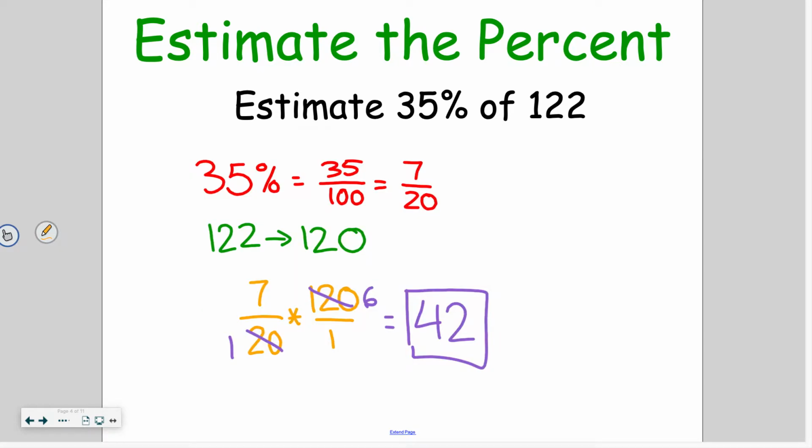Once again, we're already at a 5 or a 10%, so we're going to get our reduced fraction. We end up with a denominator of 20. Something close to 122 that can be divided by 20 is 120. Cross-reducing, we end up with 7 times 6, which is going to give us 42.